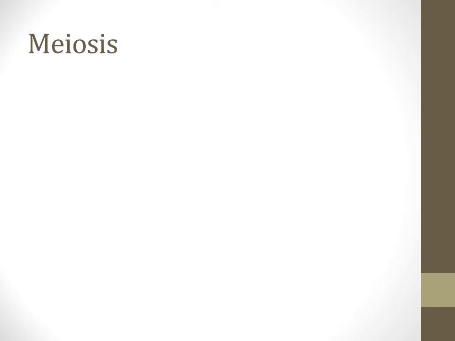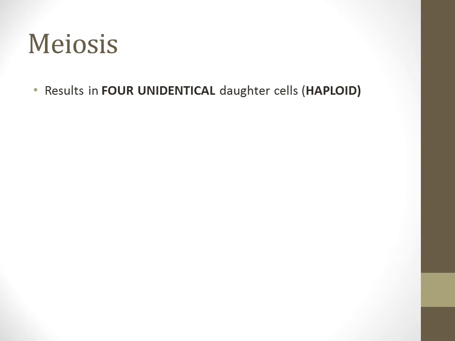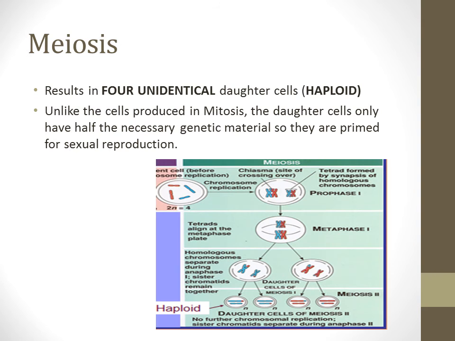Meiosis, on the other hand, as you can probably tell, is going to result in 4 unidentical daughter cells, which are also called haploids. The emphasis is on 4 unidentical cells. And as you can tell, here's a little diagram.